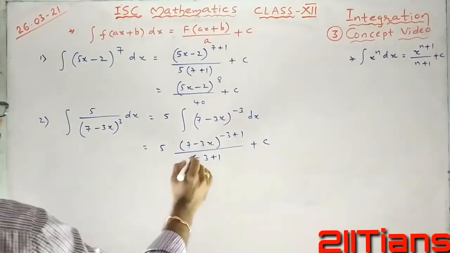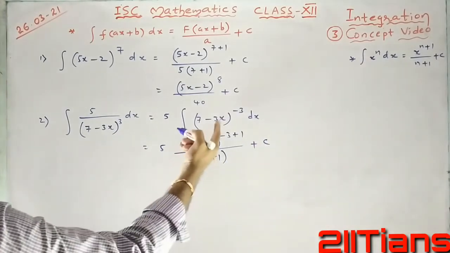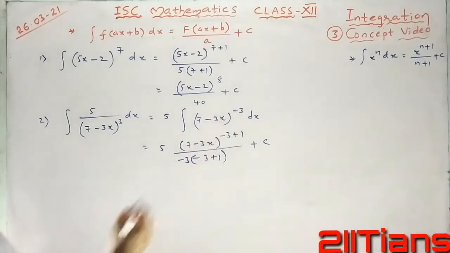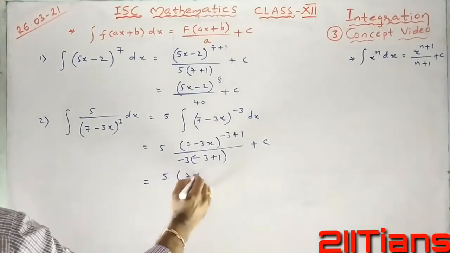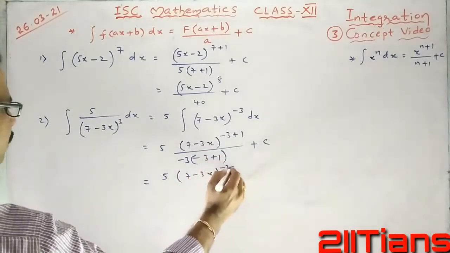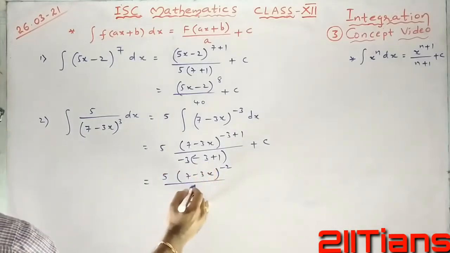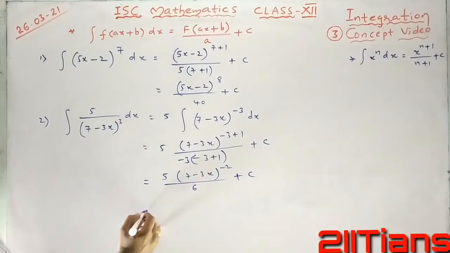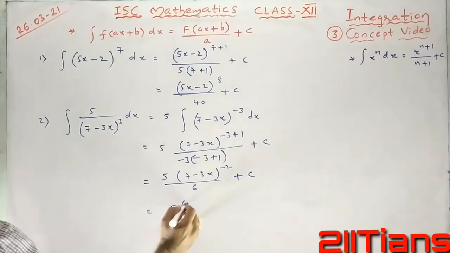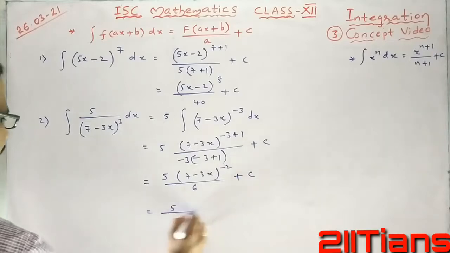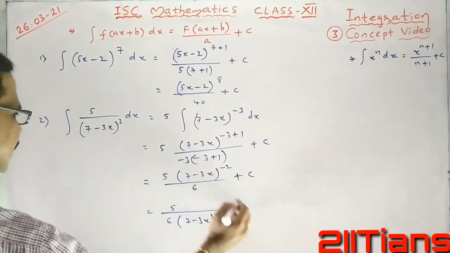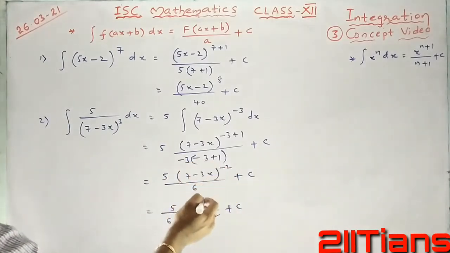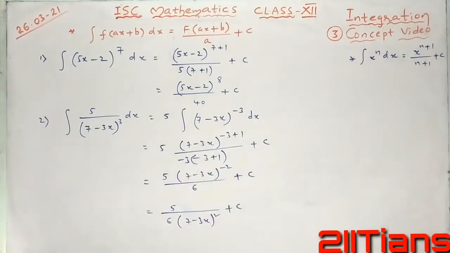But you should never forget that x coefficient, what do you have here, minus 3, that should be written in the denominator. So if you simplify this, 5 times 7 minus 3x whole to the power minus 2 upon minus 2, 3s are 6 plus c. So this can be written as 5 by 6 times 7 minus 3x whole square plus c. Whole to the power minus 2, if you bring it into the denominator, it becomes plus. So 5 by 6 times 7 minus 3x whole square.